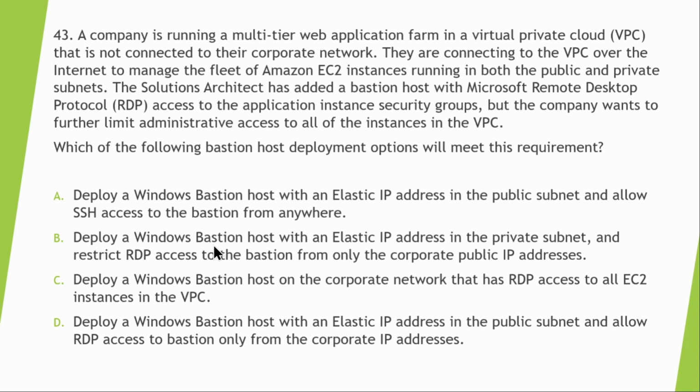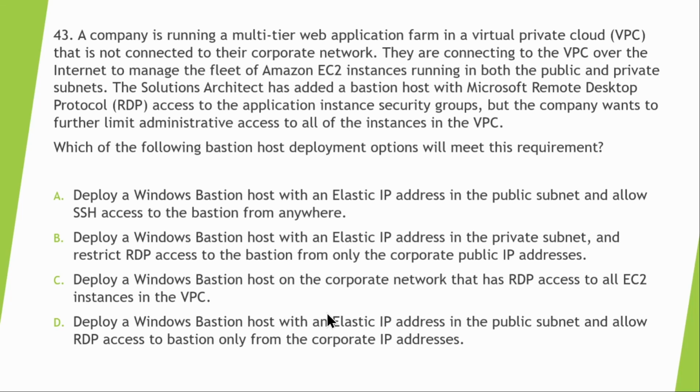Coming to the next, deploy a Windows Bastion host with an elastic IP address in the private subnet. You do not deploy a Bastion host in a private subnet, so that is incorrect. It should always be deployed in the public subnet. Next, deploy a Windows Bastion host on the corporate network that has RDP access to all EC2 instances in the VPC. This is also incorrect because you do not deploy a Bastion host on your corporate network. It should be in the public subnet of your VPC.